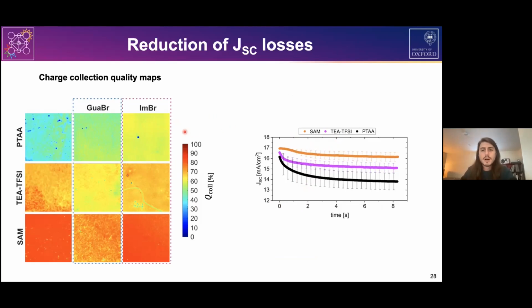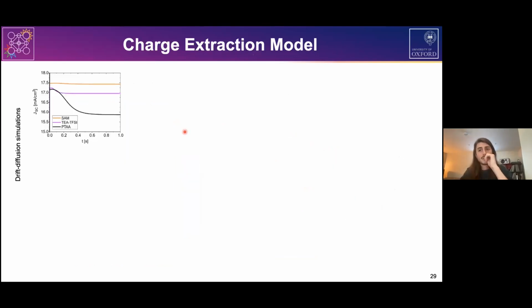Now, to understand a bit better what's going on in charge extraction and why some types of devices extract more than others, we decided to perform some drift-diffusion simulations, in this case transient ones. We managed to replicate the same trend in JSC decay that we experimentally observed. With PTAA we have quite a substantial decay, with TA-TFSI it is less pronounced, and with the SAM it is almost gone.